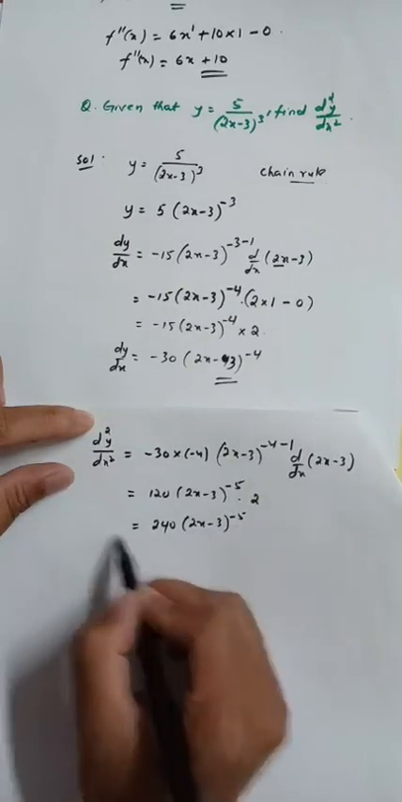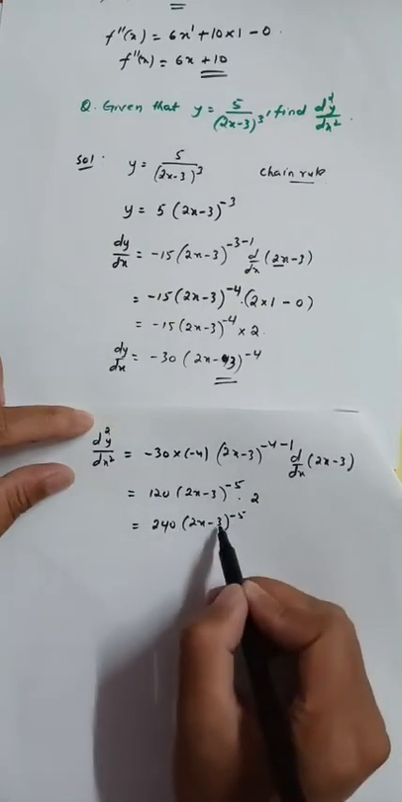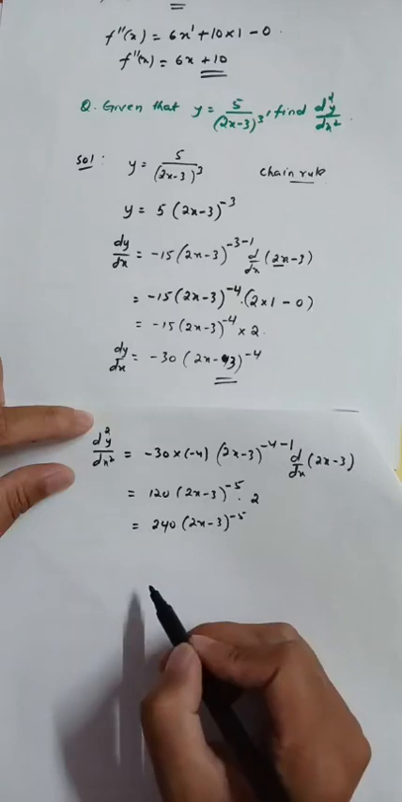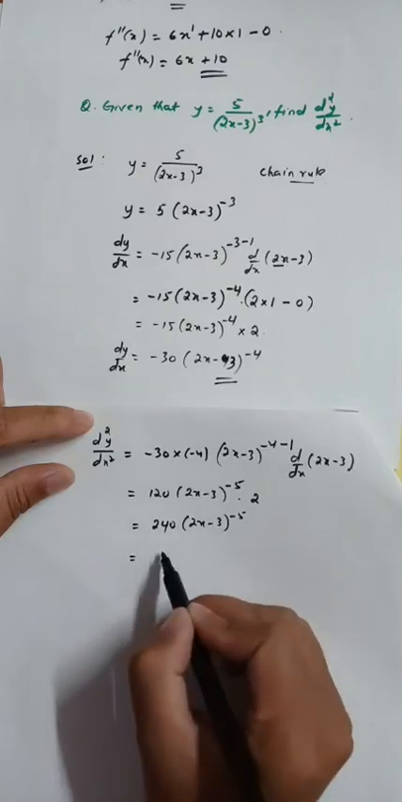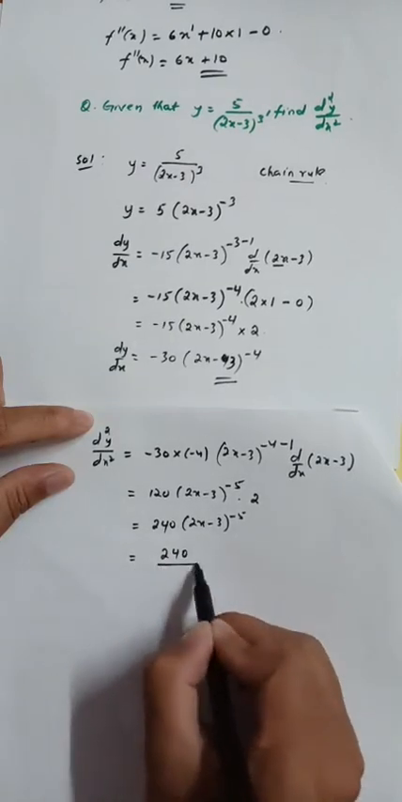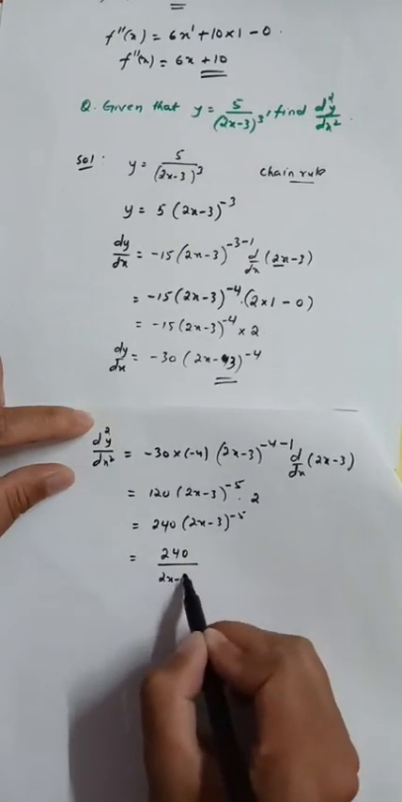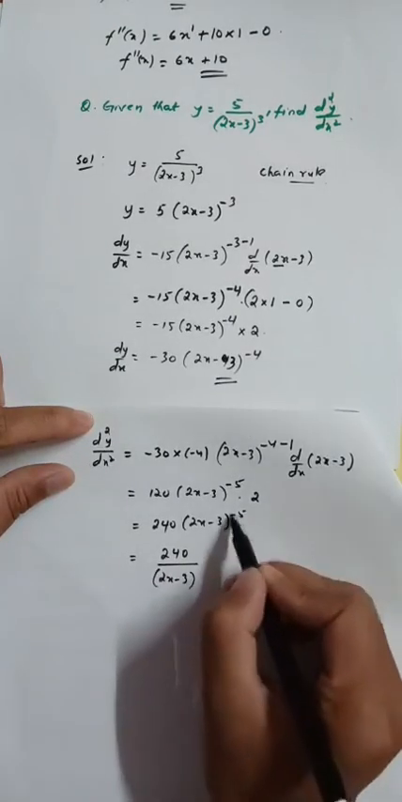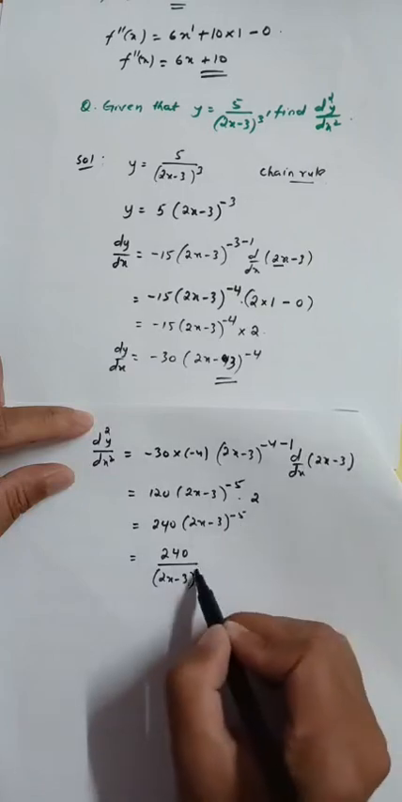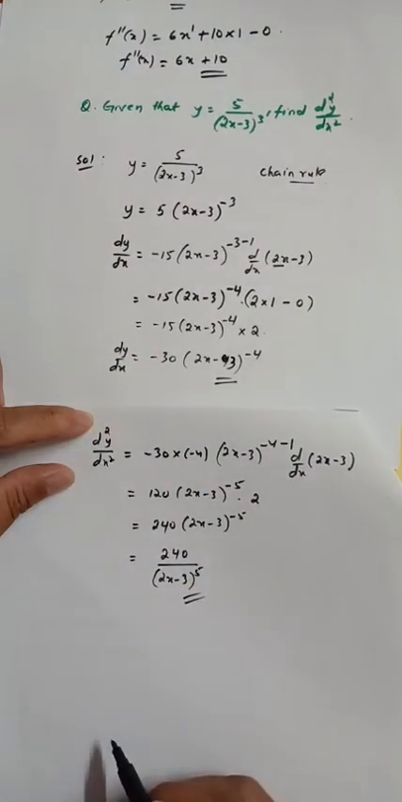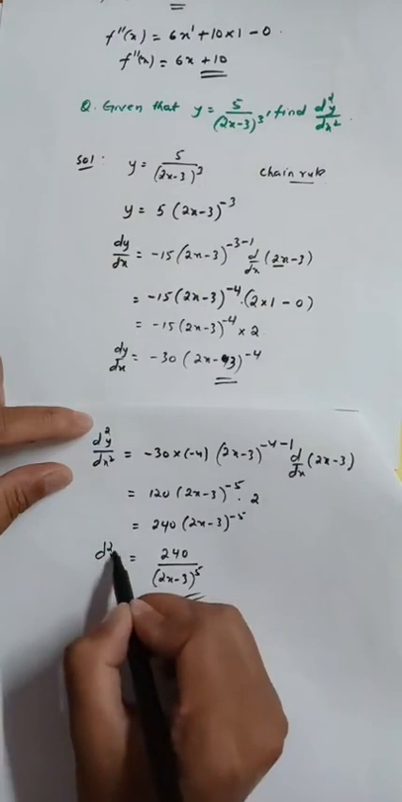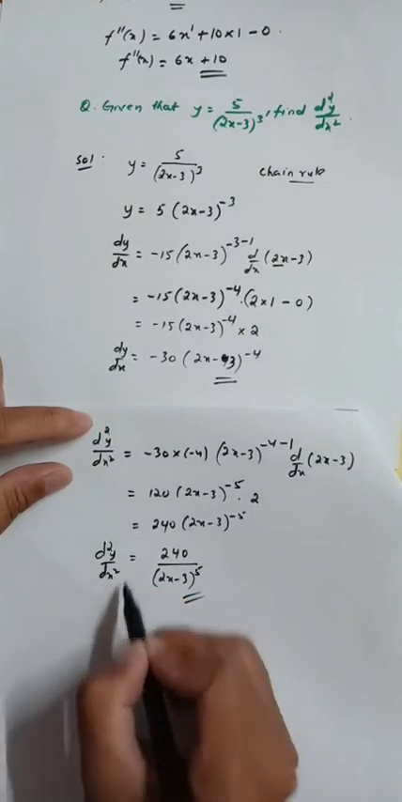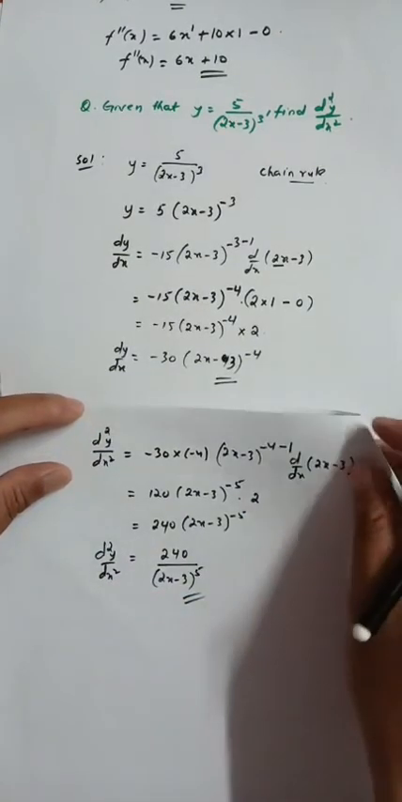Now I can take this 2x minus 3 whole raised to negative 5 to the denominator, so 240 goes in the numerator and 2x minus 3 goes in the denominator, the sign changes and negative 5 becomes positive 5. So this is our d2y by dx square, which is our second derivative.